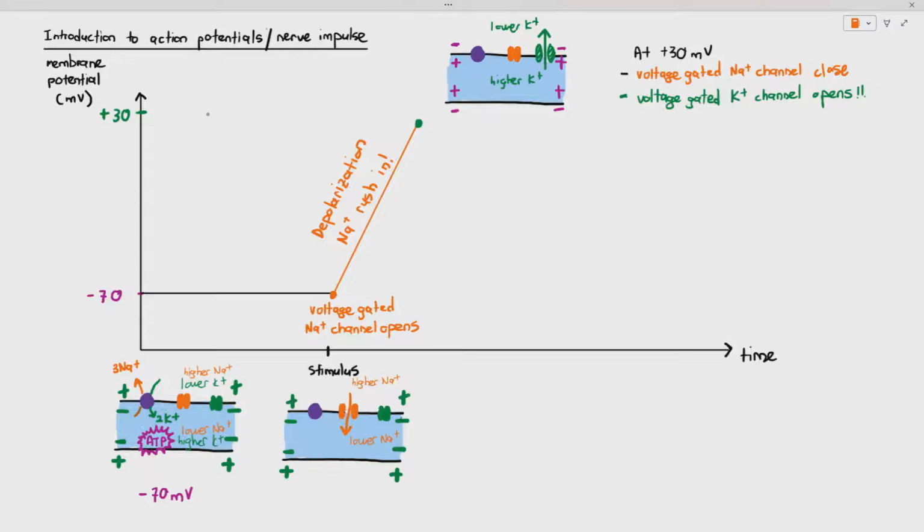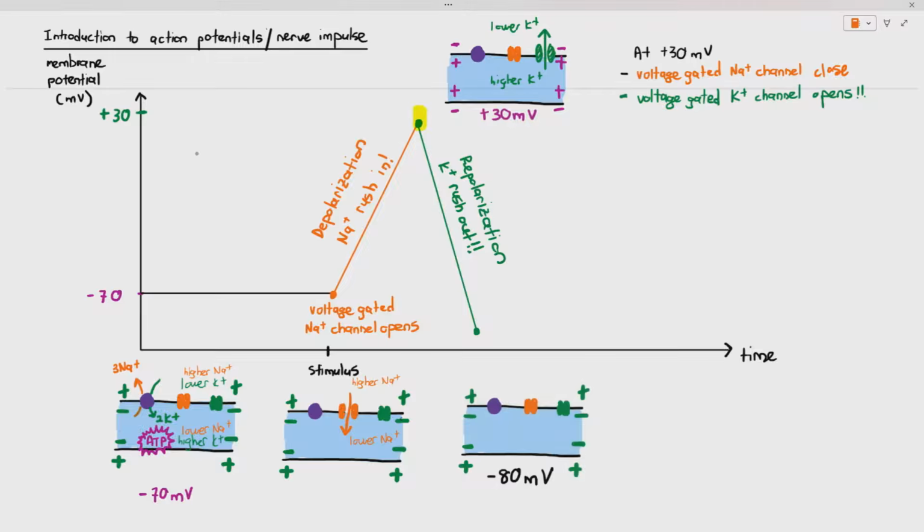So potassium ions rush out. Therefore, the inside is now losing positive ions and the outside is becoming more positive. As the inside loses more positive ions, it becomes more negative. That's why the membrane potential goes down again. This is repolarization. As potassium ions rush out, the cell is losing more positive ions, so the inside becomes more negative.